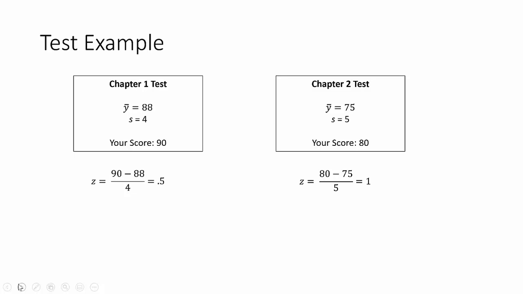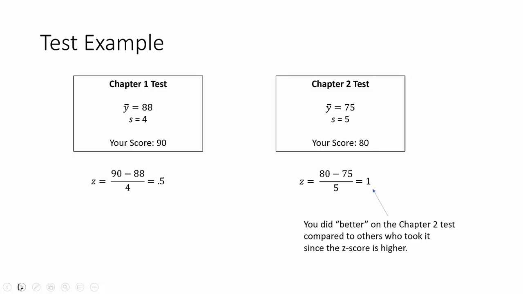So you could say that you did better on the chapter 2 test when you're comparing it to others, right? Obviously, your score is not as high. Maybe that's not going to help your average as much. But if you're trying to be competitive about this, just think about, well, how did everyone else do? It's really the z-score that's going to tell you that. You did better than the average on both of them, but it turns out even though you had a lower score, you did better than the rest of the group on chapter 2.